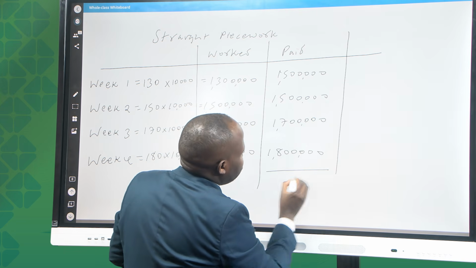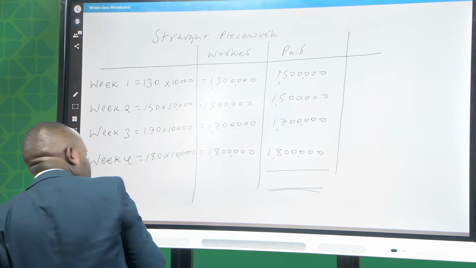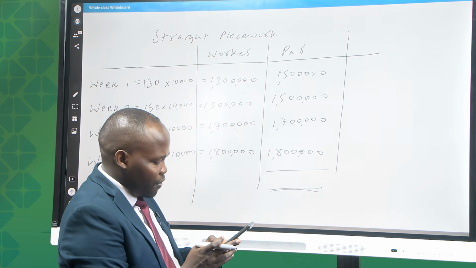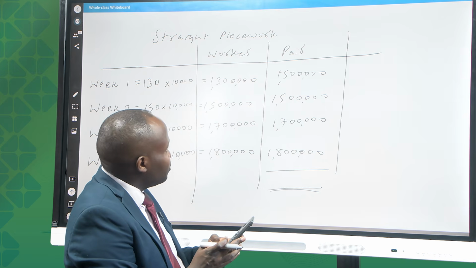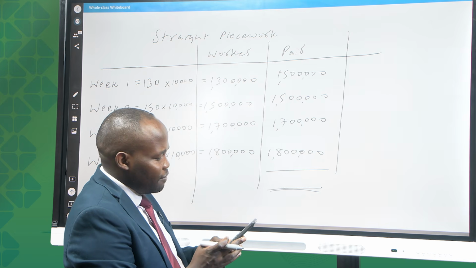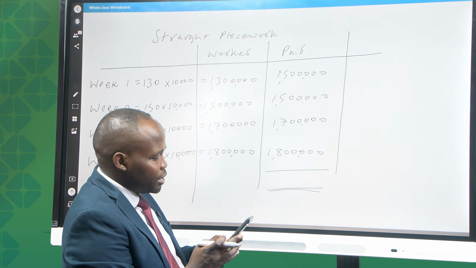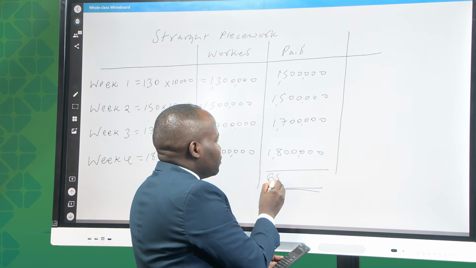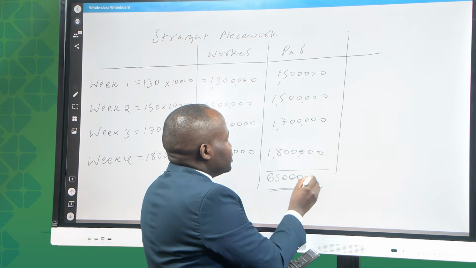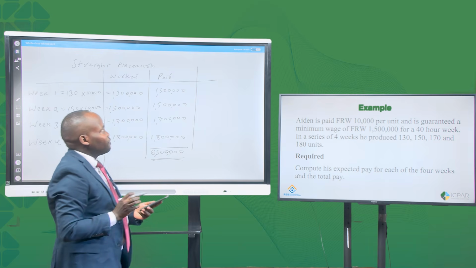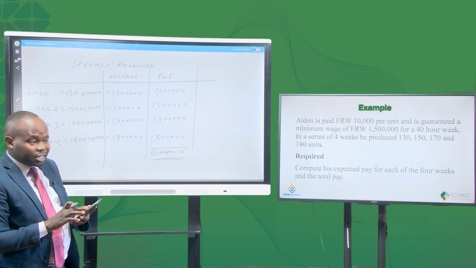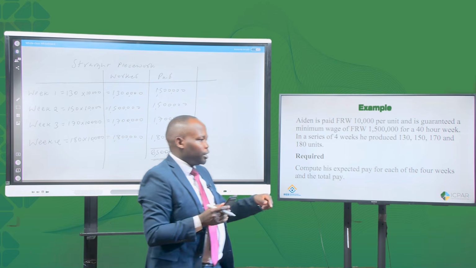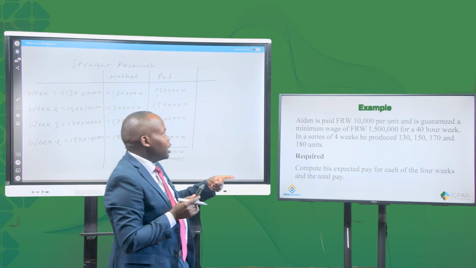So what is their total pay for that period of time? The total pay is 1.5 plus 1.5 plus 1.7 plus 1.8. It gives you 6,500,000. And that is what we have as the total wage of this employee.